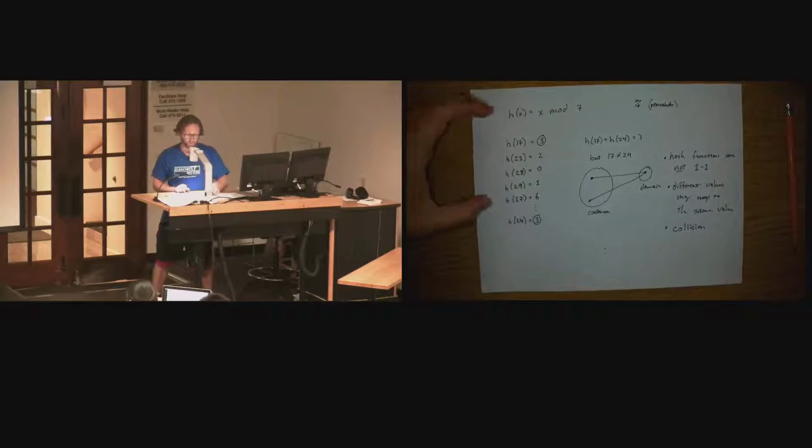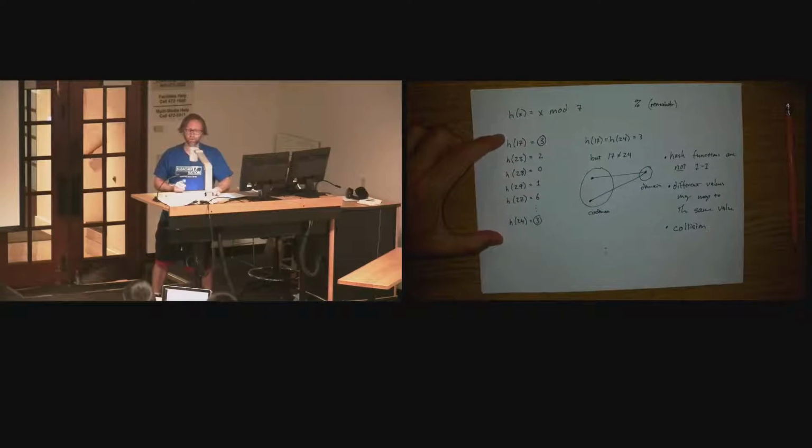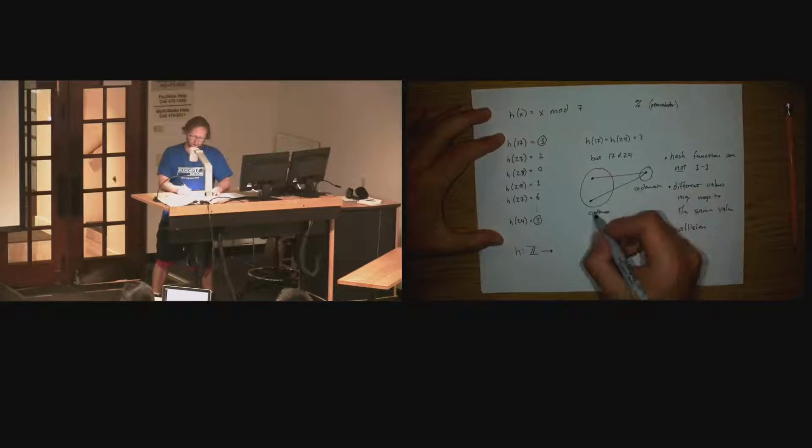But does this fit the bill? Does this map a large domain down to a small domain? What is the domain over here implicitly? What have I been talking about the entire time? H is mapping, what is that thing? It's all the integers. It's mapping all the integers to the, codomain. Domain, codomain. There we go.